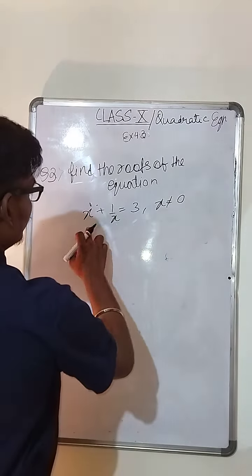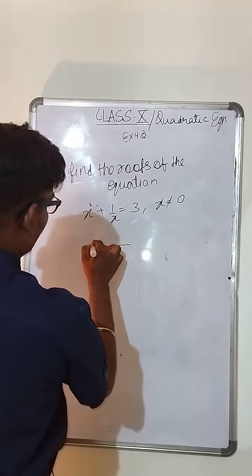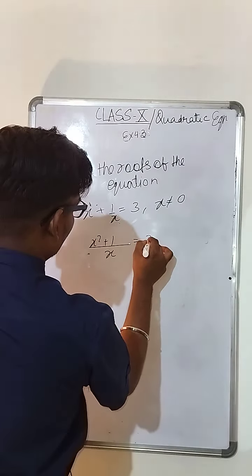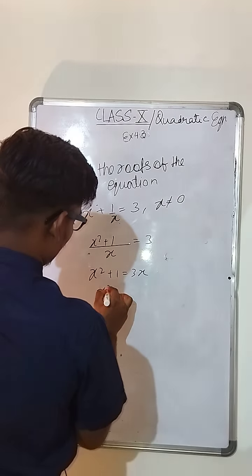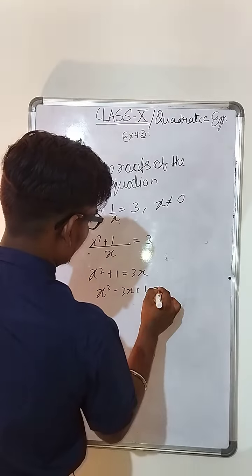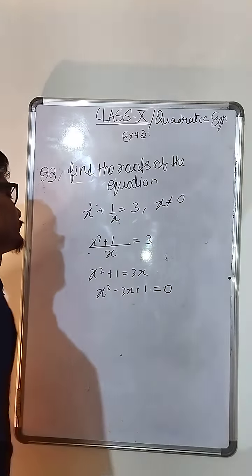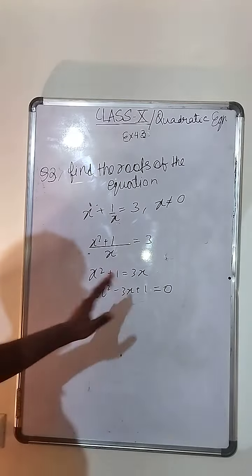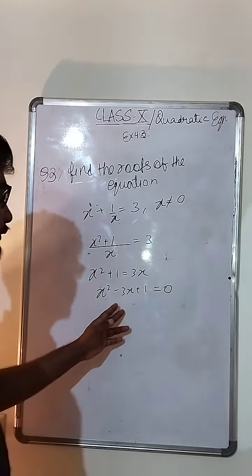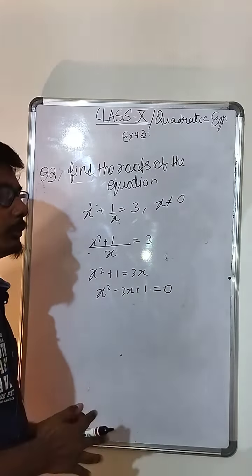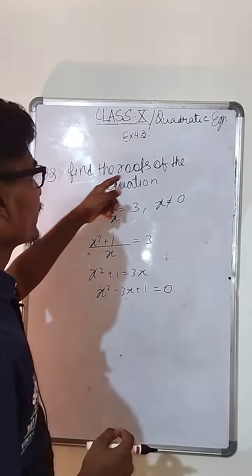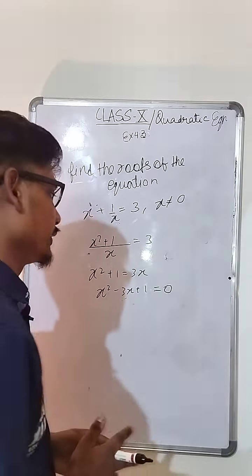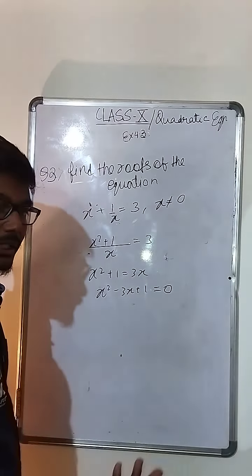Okay, so take the LCM. X square plus 1 equal to 3x. So x square minus 3x plus 1 equal to 0. This is the equation. I have found out the equation. So you can apply it with the help of completing square method also, and another with the quadratic equation. So I basically recommend, if given to find the roots of the equation, then go with the quadratic equation formula only. That one will be the easier one.